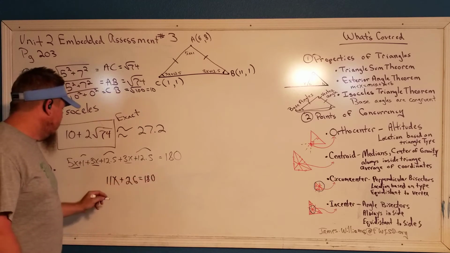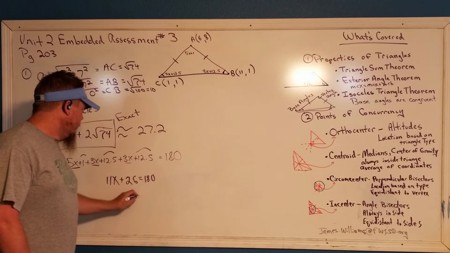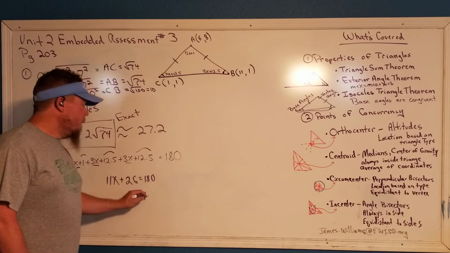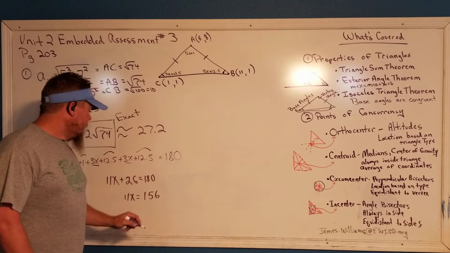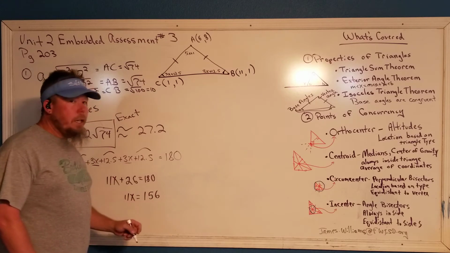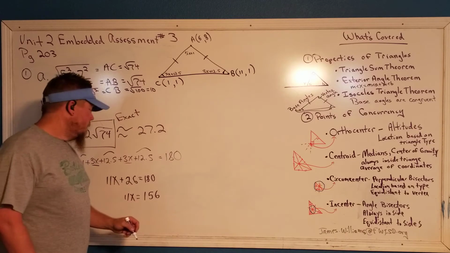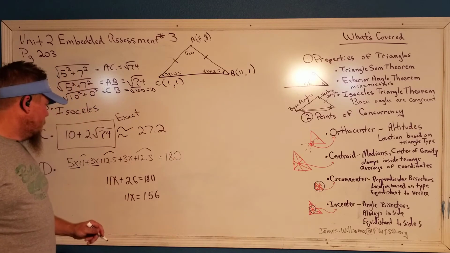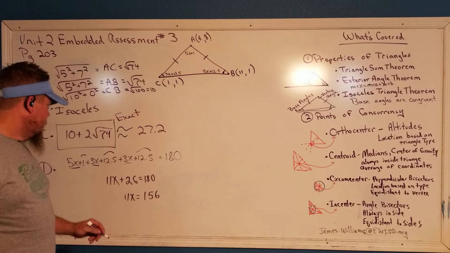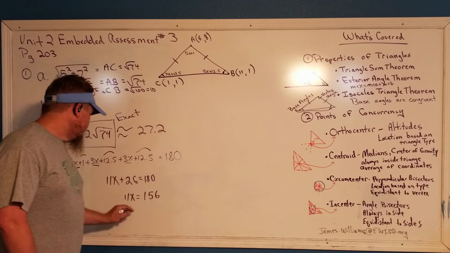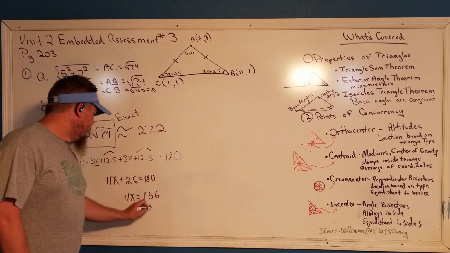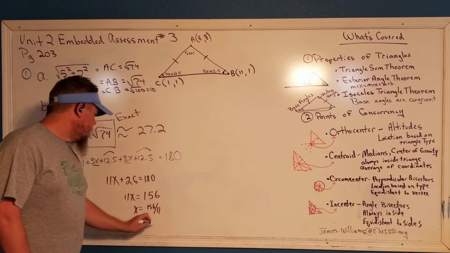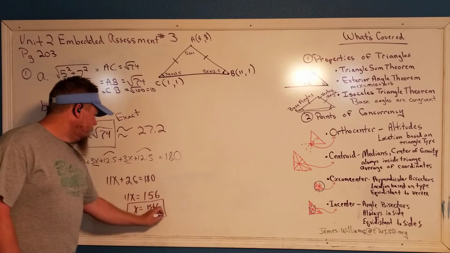We're going to subtract 26 from both sides, and we get 11x equals 156, right? And then if we divide by 11, what are we going to get? 11 times... oh, we get a fraction, interesting. So we're going to get x equals 156 over 11, okay? And I would leave it just like that.